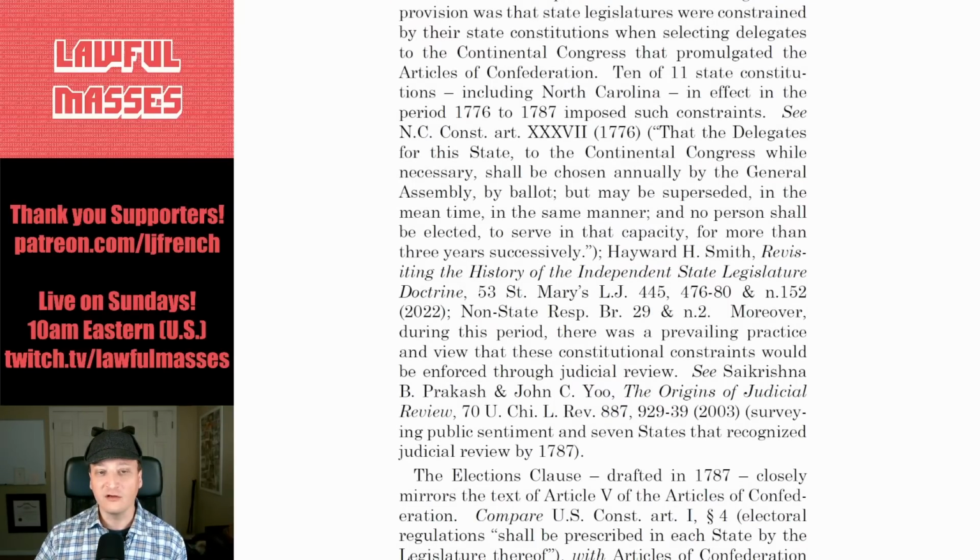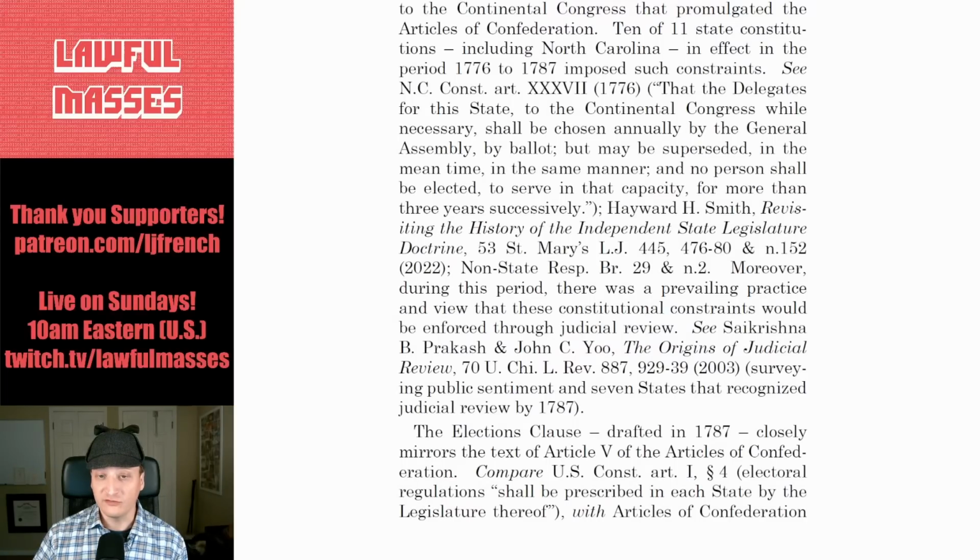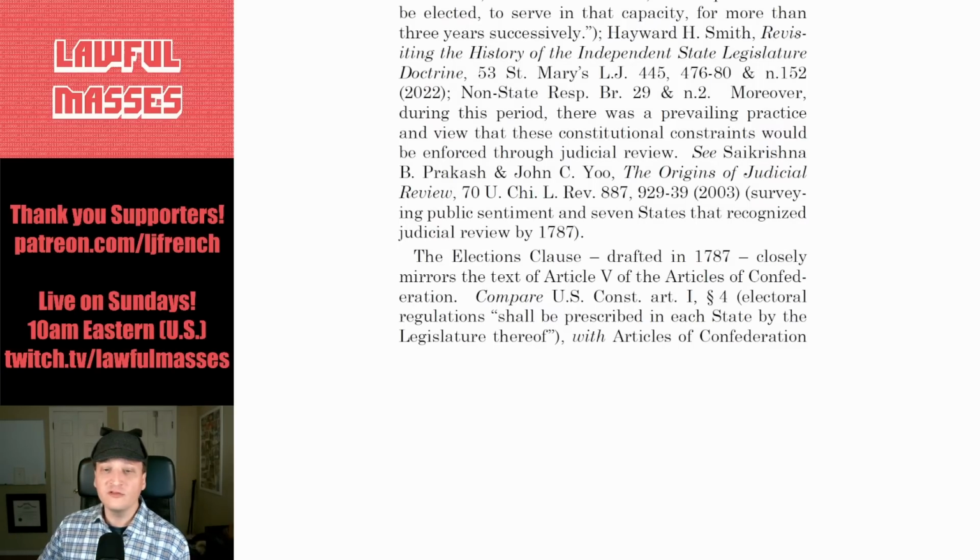10 of 11 state constitutions, including North Carolina, in effect between 1776 and 1787, imposed such constraints. See North Carolina Constitution of 1776, that the delegates for this state to the Constitutional Congress, while necessary, shall be chosen annually by the General Assembly by ballot, but may be superseded in the meantime in the same manner, and no person shall be elected to serve in that capacity for more than 3 years successively. Moreover, during this period, there was a prevailing practice and view that these constitutional constraints would be enforced through judicial review.